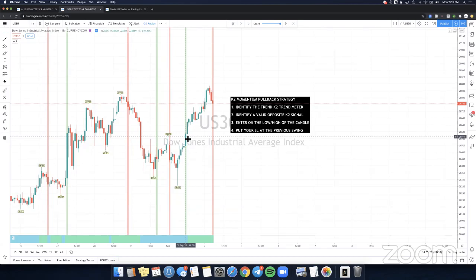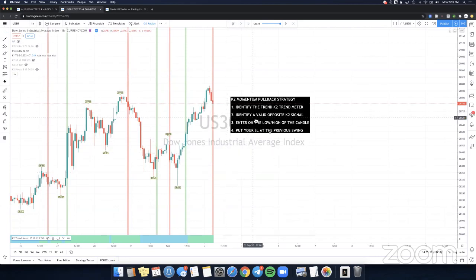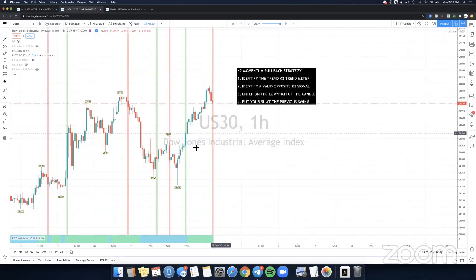Some people do take it. If you want to use the trend meter down here, this is going to give you the trend on the four different time frames that you set it on. In order to get an overall trend, it's going to be kind of hard unless the price is moving really smoothly. The thing with US 30 is that the stock market kind of gets a little crazy, especially right now with the elections and stuff. So it's a little harder to find an overall trend.